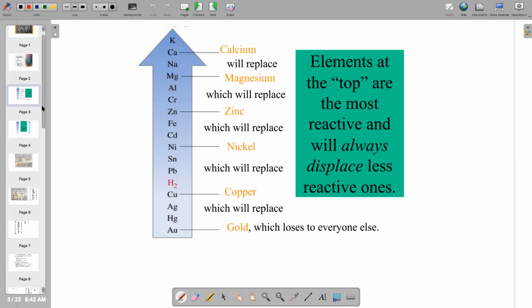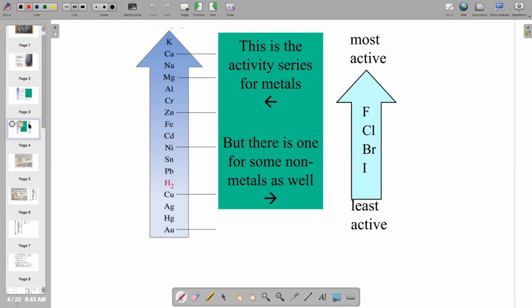Your thing doesn't look that good, but basically, calcium would replace magnesium, magnesium would replace zinc, zinc would replace nickel, nickel would replace copper. You know, any kind of order, you can make metals replace each other in a single replacement reaction. The most active are at the top, the least active are at the bottom. So it doesn't matter if it's the metals, the metal chart, or the non-metal chart. All right.